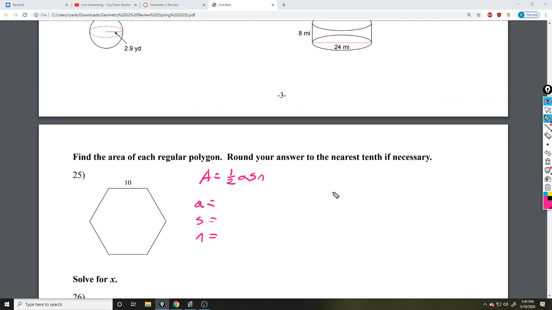So remember, the steps are, we're going to write out the information that we know. For example, we know this is, let's see, 1, 2, 3, 4, 5, 6 sides. So this is a hexagon. Since it has 6 sides, that means n is 6. Our number of sides is 6, and our side length is 10. So this side is also 10.